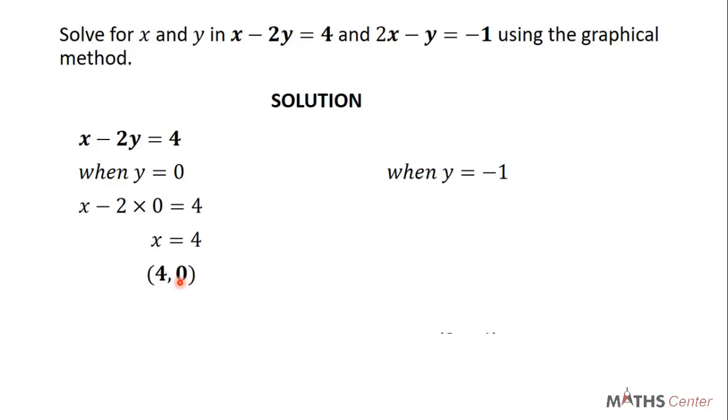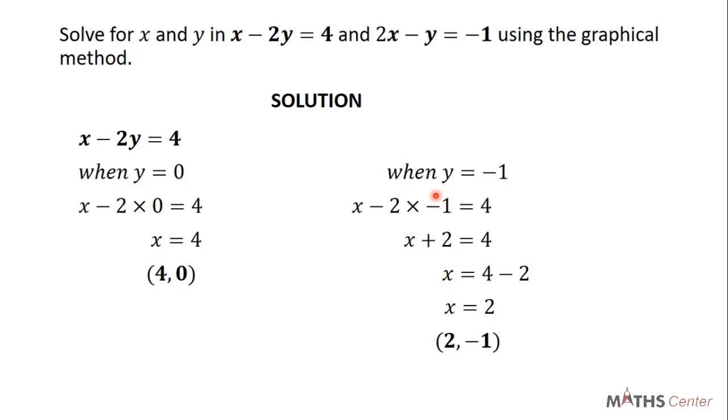Let's say when y is equal to negative 1, what is x? When y is equal to negative 1, I will have x minus 2 times minus 1, since y is now minus 1, is equal to 4. This will give me x plus 2 is equal to 4. x will be equal to 4 minus 2. Then x will be equal to 2. So you find the second coordinate, because when y is equal to negative 1, x is equal to 2. So the coordinate, or the point, is (2, -1). So you see that with this assumption, I've been able to find 2 points on this line.